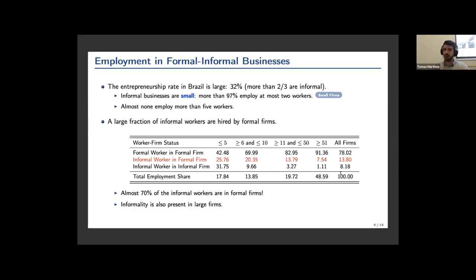Now, if you take all the firms and all the employment, you see that 78% are formal workers in formal firms. So 22% are informal workers. Out of those 22% informal workers, 14%, so around 60% of all the informal workers, are in formal firms. And they are present in large firms as well, right? So roughly almost 8% of those informal workers are in large firms. Okay, so informality is present in large firms, and at least informal workers are mostly in the informal firms. Okay, so we have those 2 things.